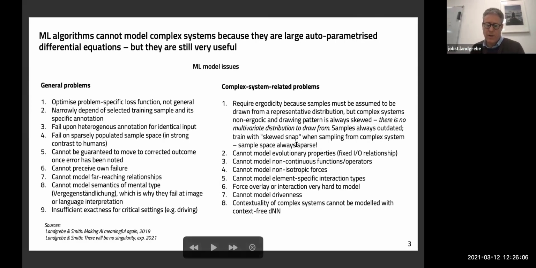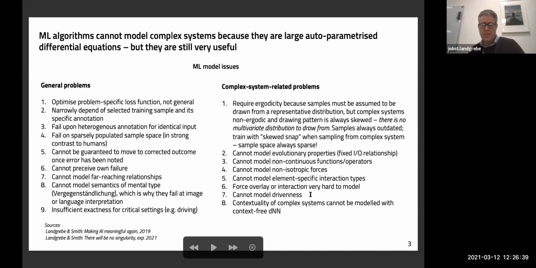Also, you cannot model evolutionary properties. You cannot model non-continuous functions and operators because in a machine learning setting, you need to calculate the derivative of the operator function, and that needs to be continuous. Otherwise you can't compute it. You cannot model non-isotropic forces because isotropy is required for all mathematical models of nature. There is no way to model non-isotropy.